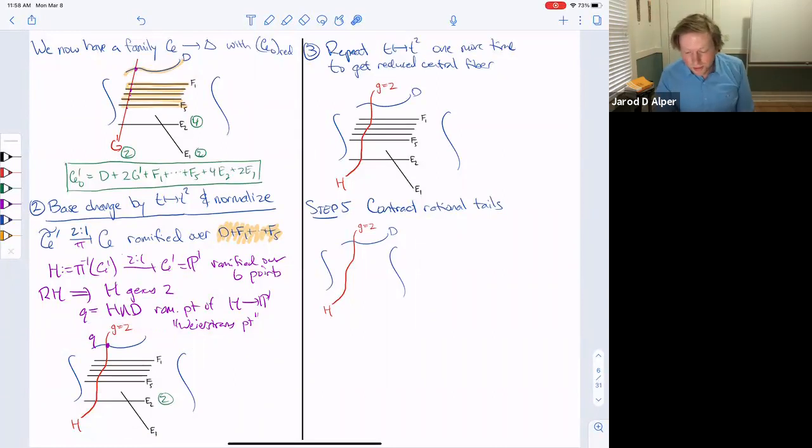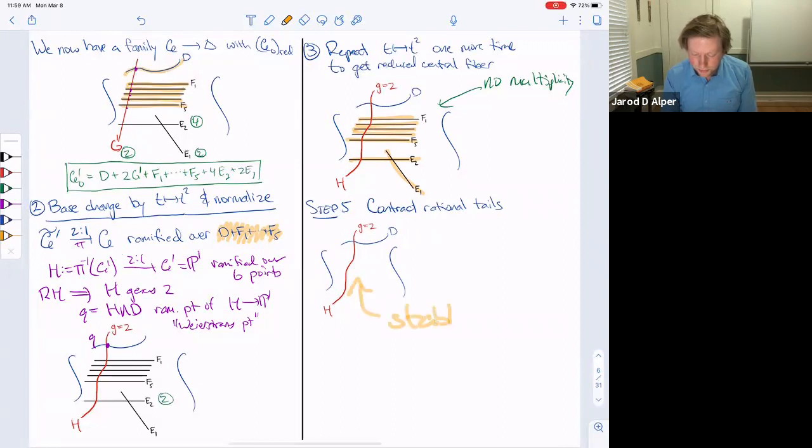We do this process one more time, which doesn't really change anything other than decreasing the multiplicity of E2 to 1. So now there are no multiplicities, and we have a central fiber that's reduced and nodal. And so we proceed with the last step, which is to contract all the rational tails. What that does is just remove all of these Fs. All of these get contracted, and you're left with this central fiber here. And this is the stable limit.